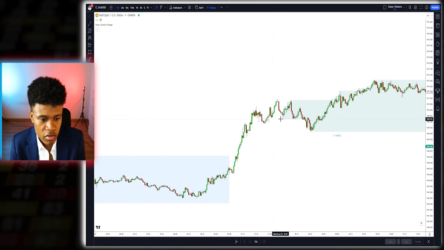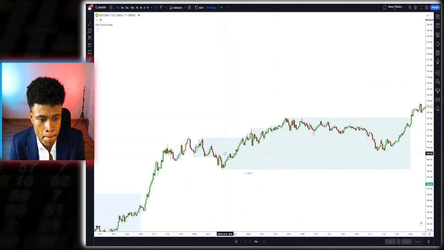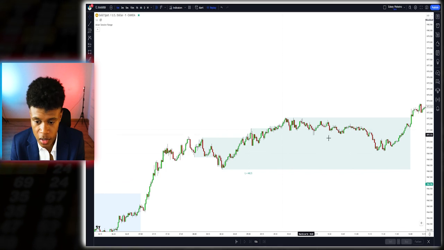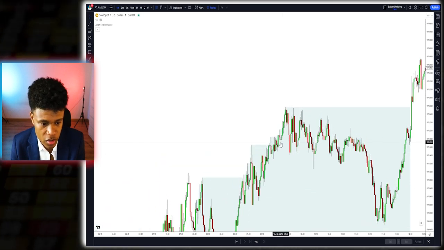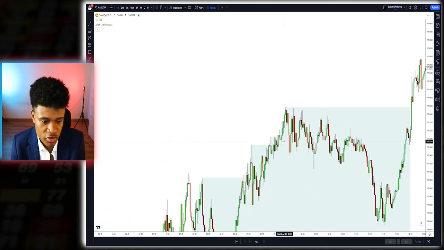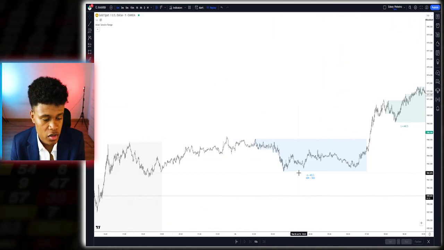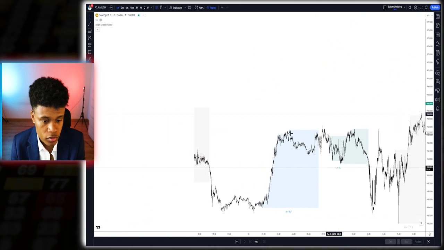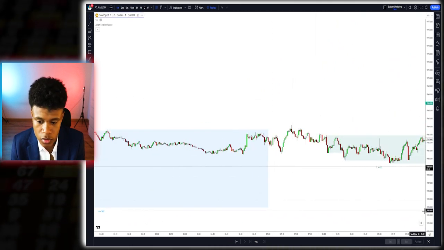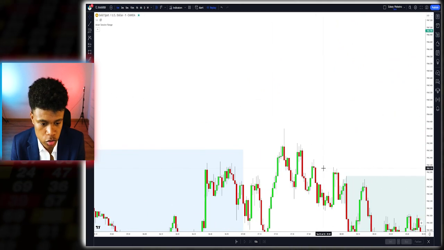Here what we have, we don't have a choke. Almost, we had one exactly right here, but as you guys can see, it's more a shift on market structure than anything else. Let me search for another choke. Let me see here. If one of those candles was bearish, we could have one, but it wasn't.